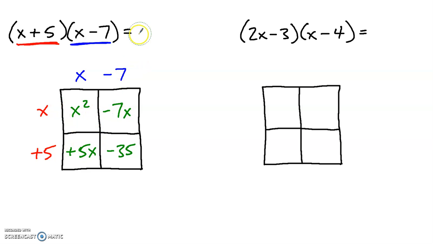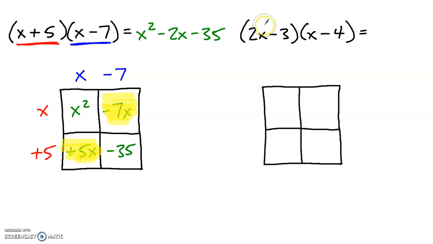Then I'll ask the students to write their answer by combining all the like terms in this new polynomial expression. What they'll pick up on is that they can almost always combine the like terms in the middle, the diagonal. Negative 7x plus 5x really makes a negative 2x, doesn't it? So the answer is x squared minus 2x minus 35.